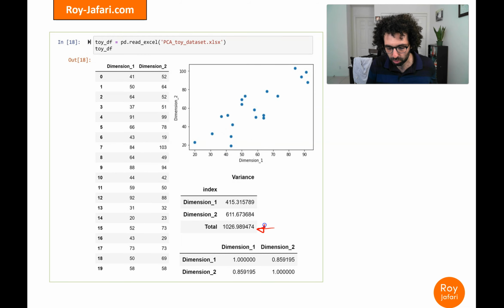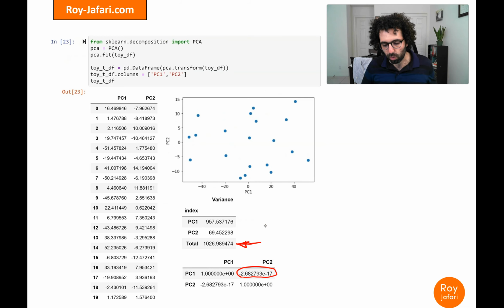Pay attention to the total amount of variance. They are exactly the same. So what we managed to do using PCA is to transform the data in such a way that most of the variation in the data has been pushed to PC1. Look at how much variation it's carrying now, 957.